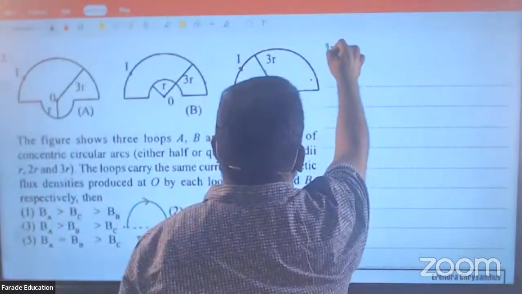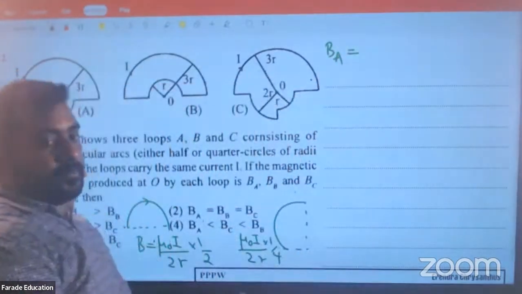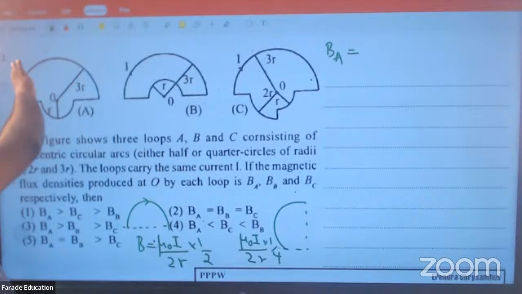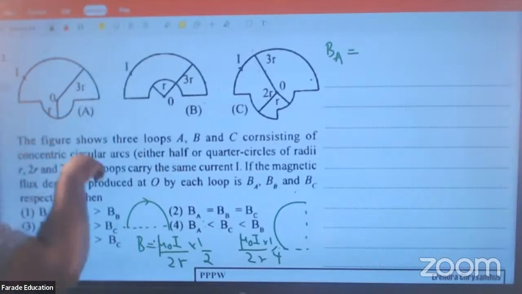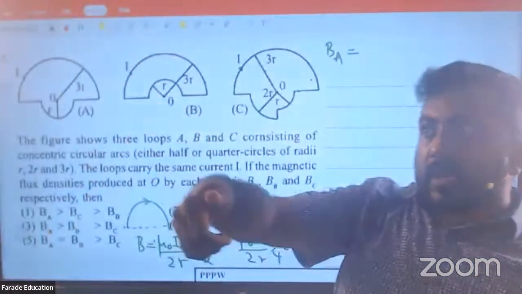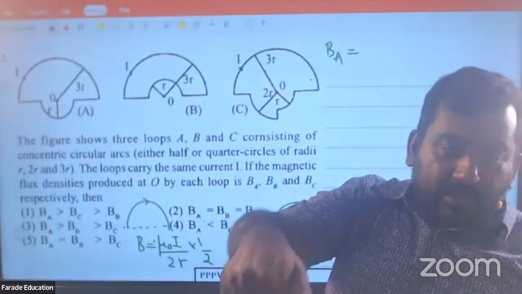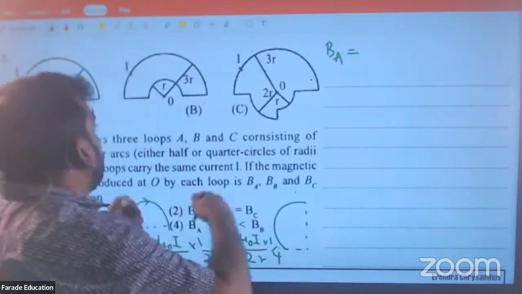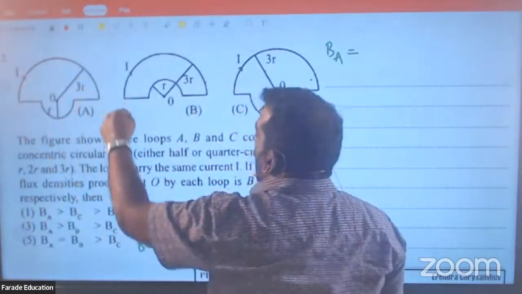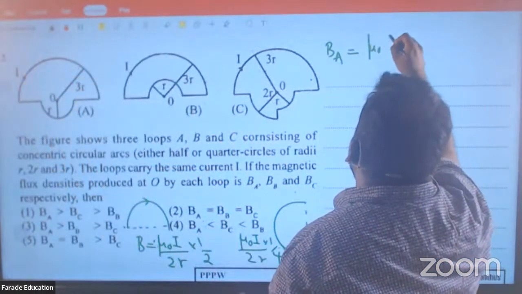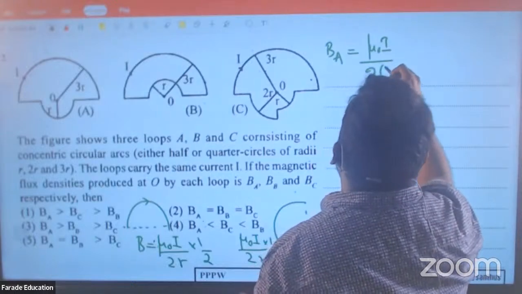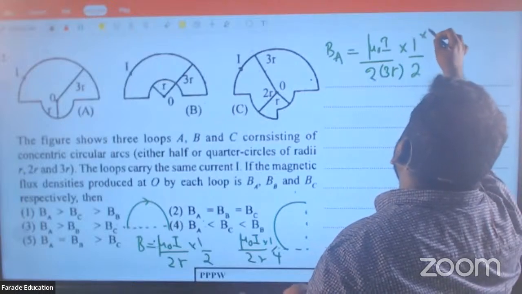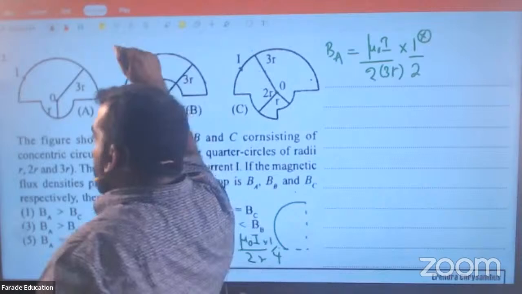I will take the magnetic field strength at A. Look at this. Right hand grip rule: curve the four fingers of the right hand, thumb is indicating inward. That will give you the direction of the field, inward. Now be careful. Is this a full circle or half a circle? Half a circle. Full circle is mu naught I divided by 2 times radius 3R. Now half of that. Field is inwards, put the cross mark.